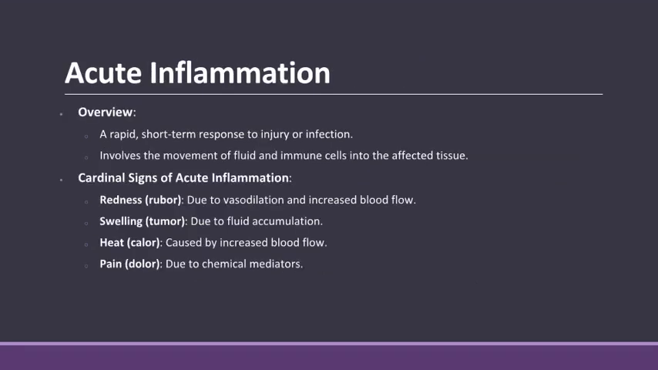Acute inflammation is the first line of defense against injury or infection. The classic signs, redness, swelling, heat, pain, and loss of function, are due to the body's vascular and cellular changes to address the injury. For instance, redness and heat result from increased blood flow, while swelling arises from fluid leakage into tissues. Pain is mediated by chemical signals that activate nerve endings.